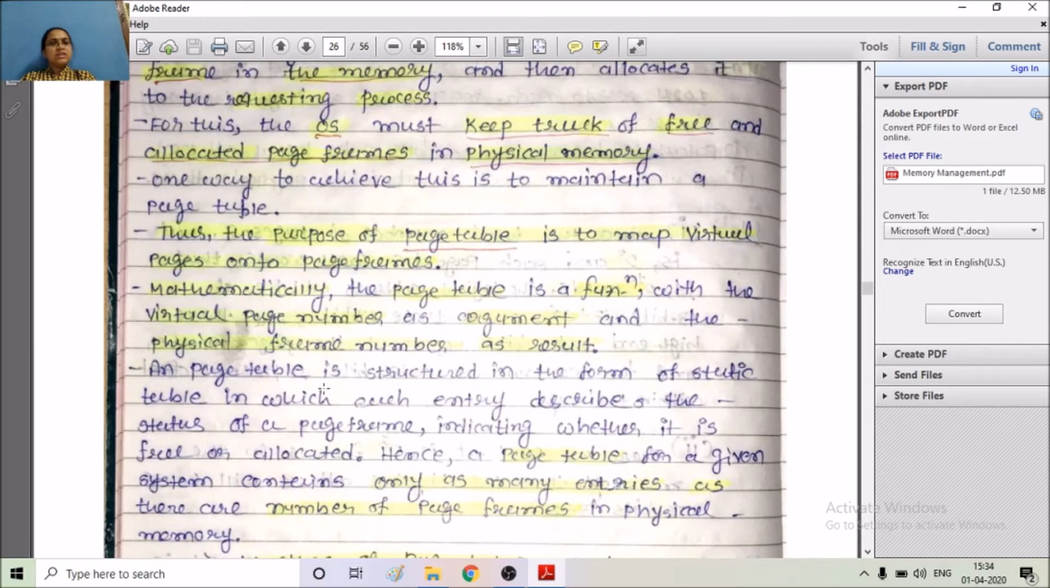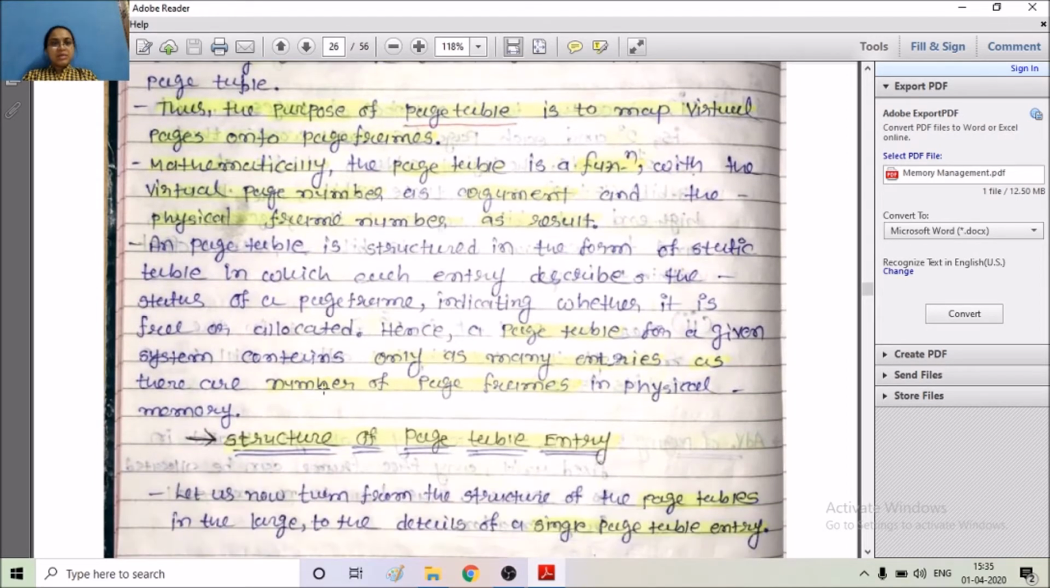We have already seen the memory map table, that is, what we are discussing, and which kind of fields it contains. Thus, the purpose of the page table is to map virtual pages onto page frames. Mathematically, the page table is a function with the virtual page number as argument and the physical page frame number as a result. Whenever the CPU generates an address, it is sent to the MMU, which converts your virtual address into a physical address using this memory map table or page table.